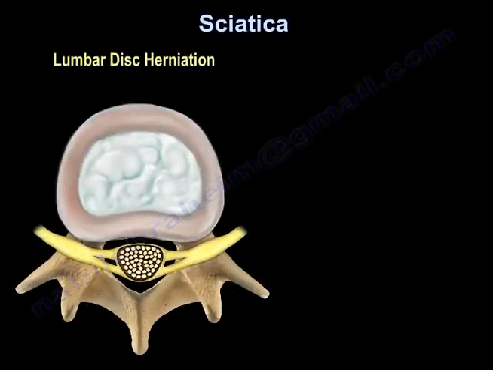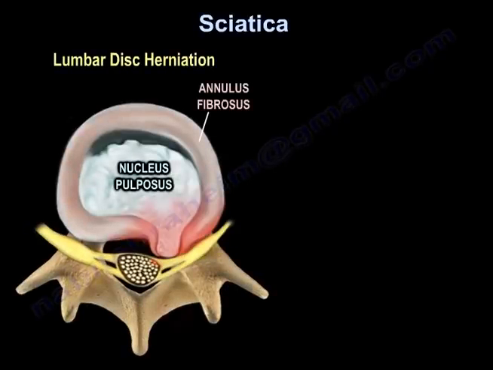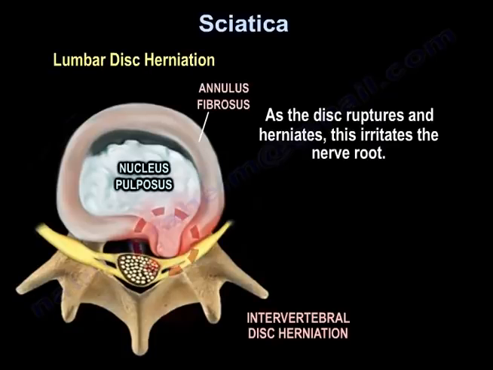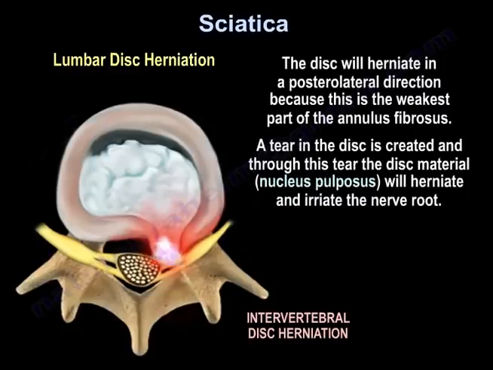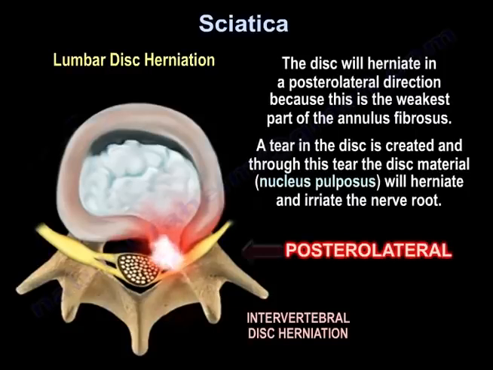The most important cause of sciatica is lumbar disc herniation. As the disc ruptures and herniates, this irritates the nerve root. The disc will herniate in a posterolateral direction because this is the weakest part of the annulus fibrosus. So a tear is created, and through this tear, the disc material, which is the nucleus pulposus, will herniate and irritate the nerve root.